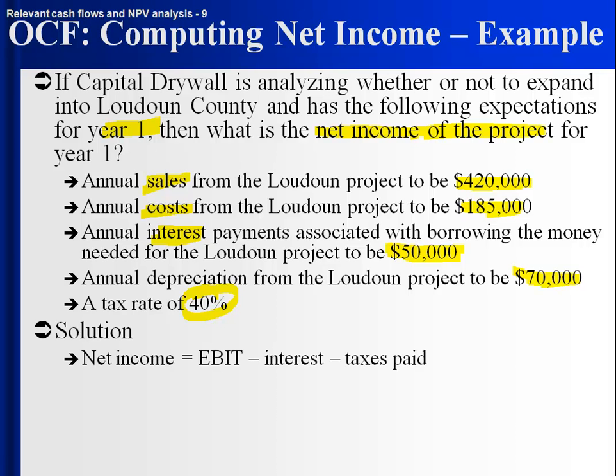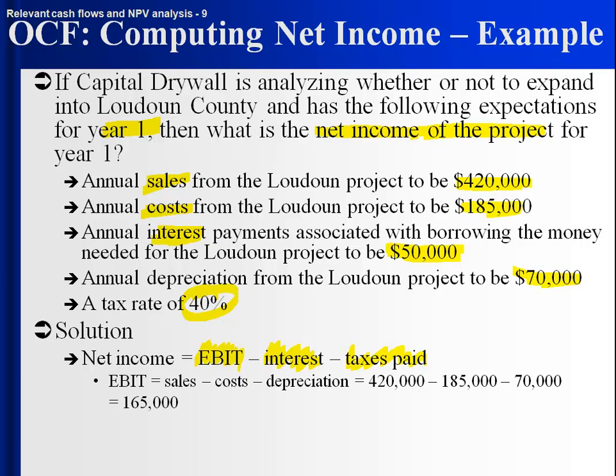So to find the net income, you get EBIT, which is earnings before interest and taxes. We'll subtract out interest. We'll subtract out taxes paid, and we'll have net income. Well, EBIT is just sales minus cost minus depreciation. 420 minus 185 minus 70 is 165. How about interest? Do we subtract out 50? No, interest is zero. Even though there really is a $50,000 check that will be written, we ignore it because we want to focus on the project independent of where the money came from.